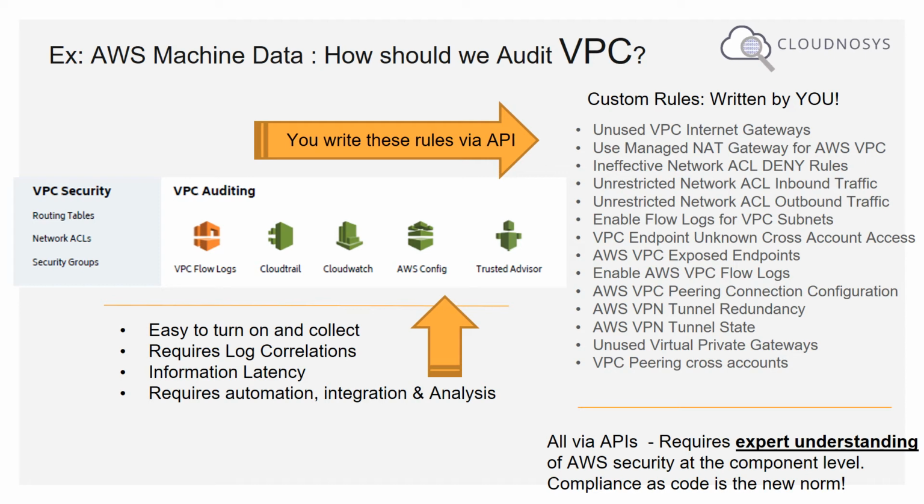Now, what's easy? Again, the easy part is what I talked about in a previous slide. You can turn on the VPC logs, CloudTrail, CloudWatch, AWS Config, and Trusted Advisor. Okay, all those things are good, and you should be running them, including GuardDuty and Security Hub. There's another product that AWS released last re:Invent. All those things are good, and you definitely should be running them.